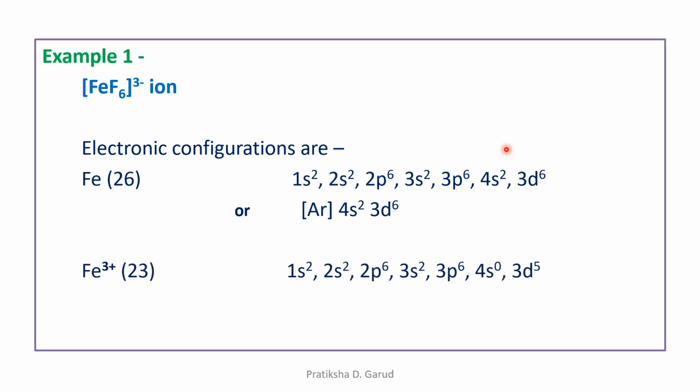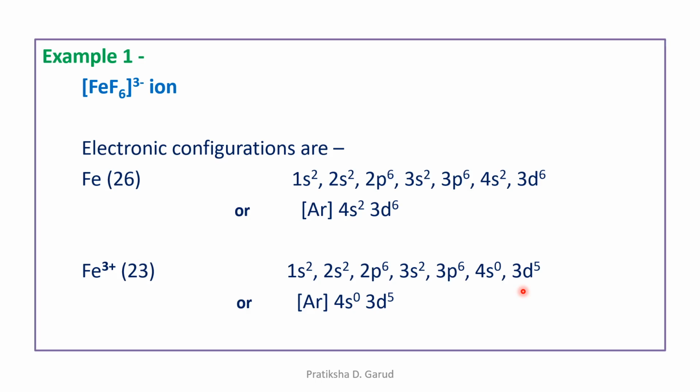But here the Fe is having the oxidation number 3+. So the atomic number becomes 23, so we have to remove the 3 electrons. They are eliminated from the 4s and the 3d. So it becomes 1s2, 2s2, 2p6, 3s2, 3p6, then 4s0, 3d5. Or it is argon core 4s0, 3d5.